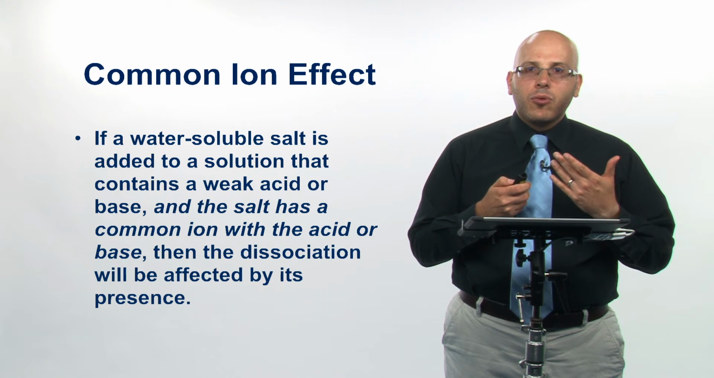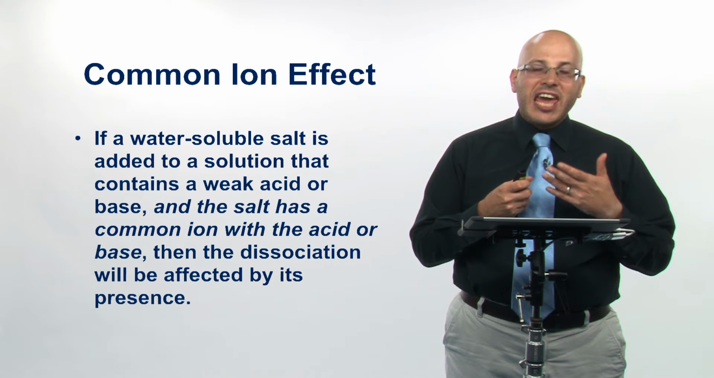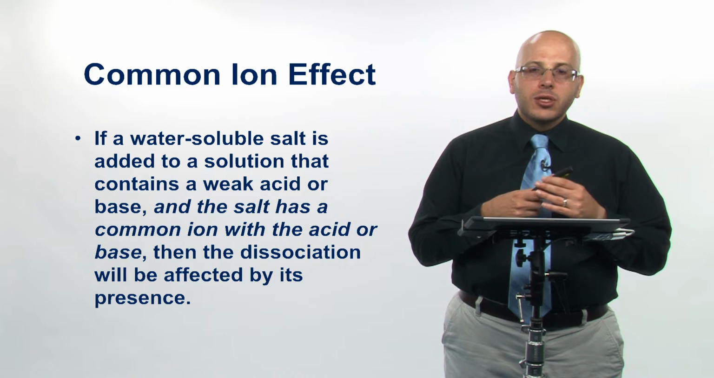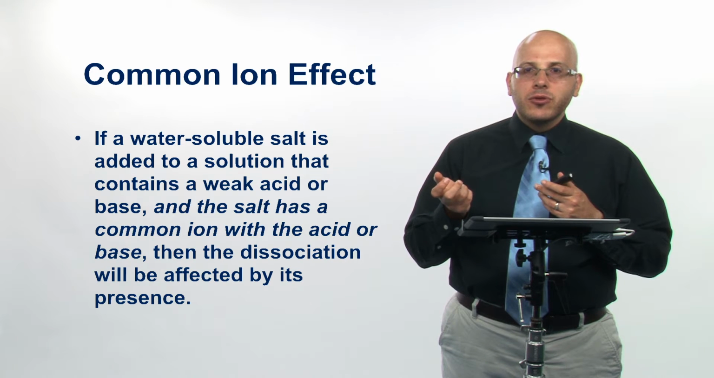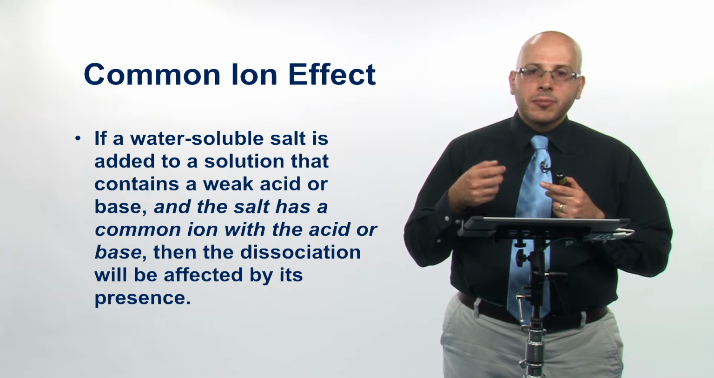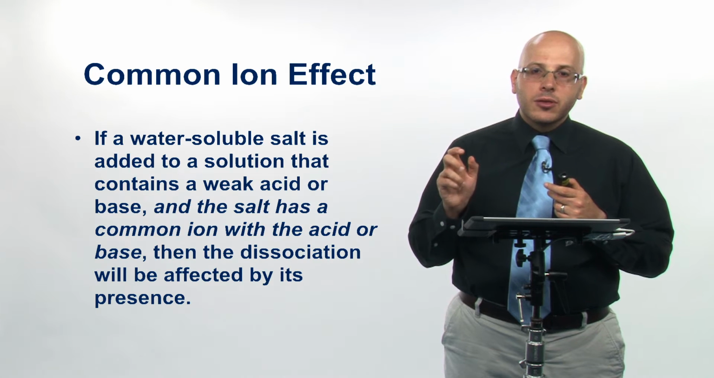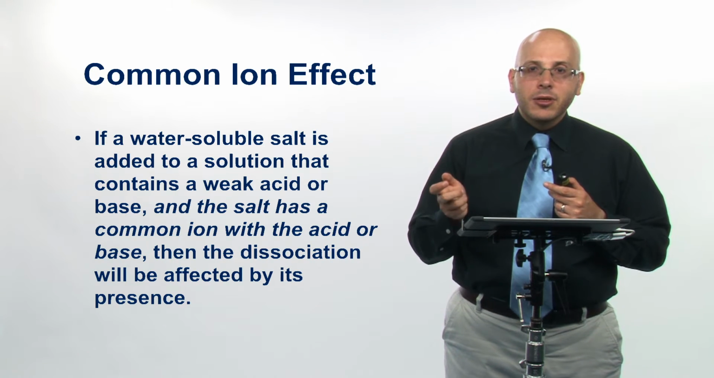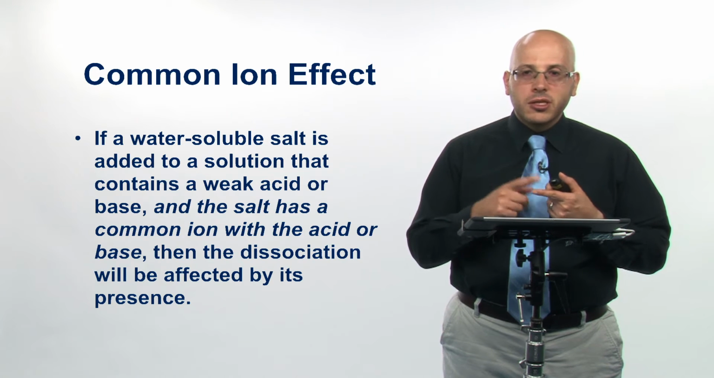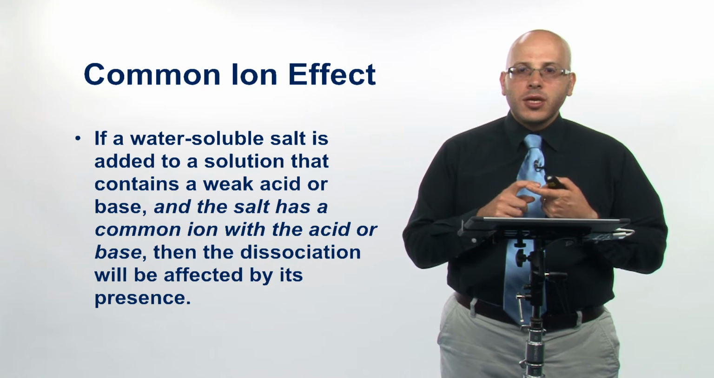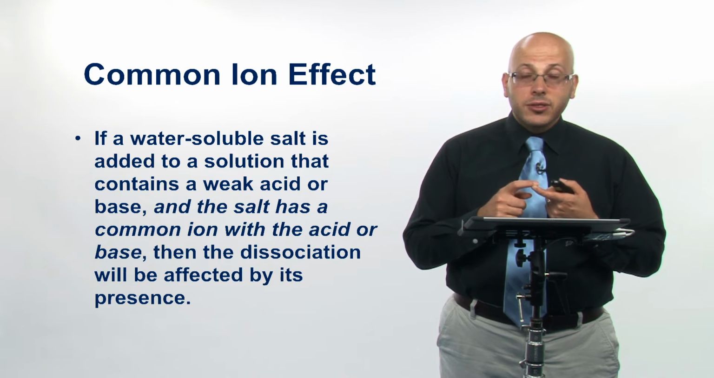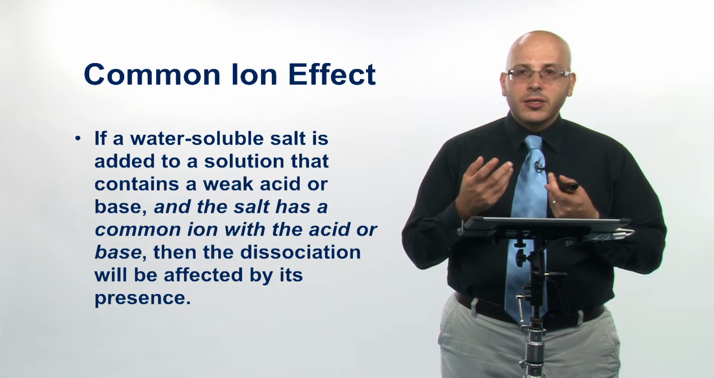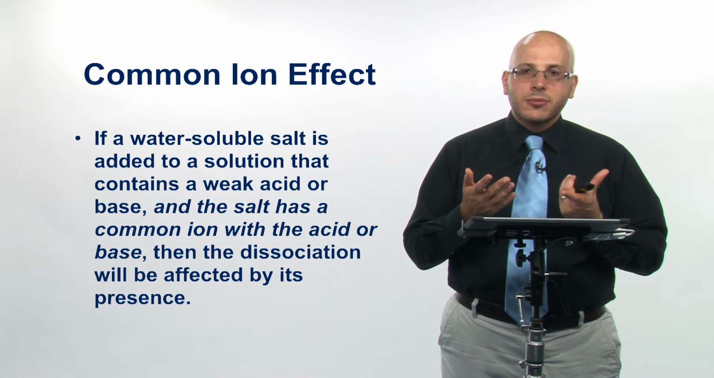Let's say you had some kind of water-soluble salt, like maybe NaCl, and you added that to a solution that contains an insoluble salt, like AgCl, or maybe the solution has a weak acid or a weak base, and the salt that you added, the sodium chloride, has an ion in common with the acid or the base or the solid itself. Then the dissociation is going to be affected, because I'm changing the concentration of one of the products in the reaction. One of these ions is found on the product side of the reaction.